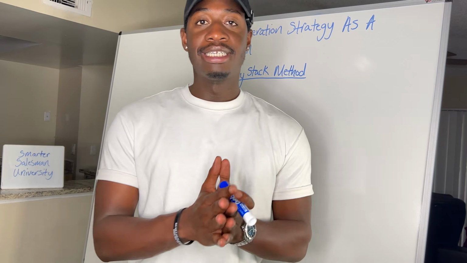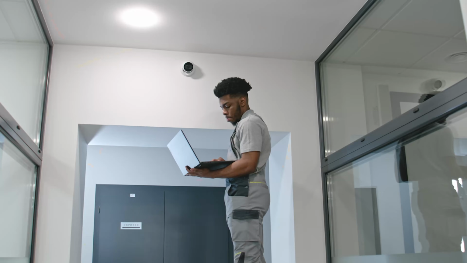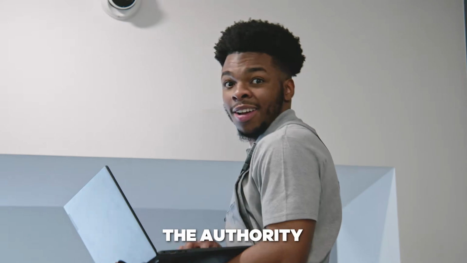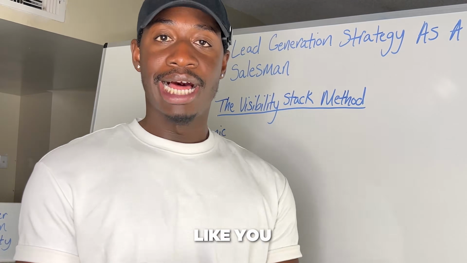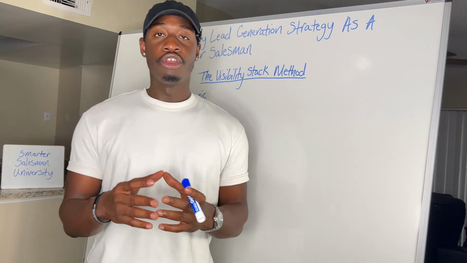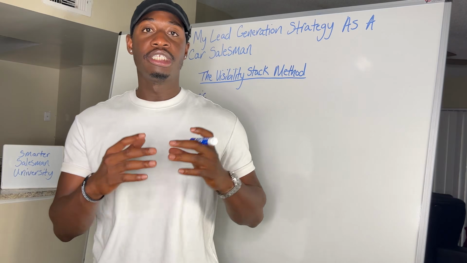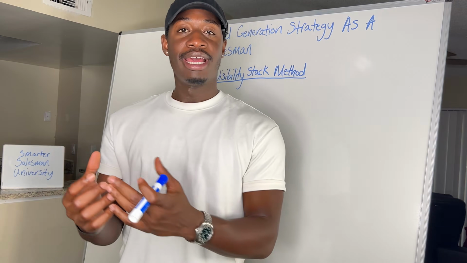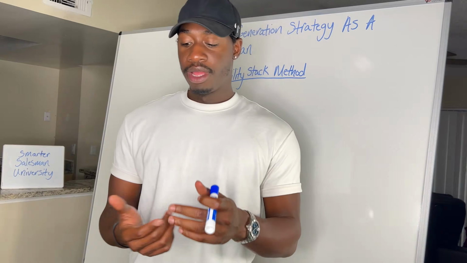Essentially, the goal behind creating organic marketing is, one, to position you as the expert, the authority, and for you to build trust in your marketplace. You need to make people get to know you, like you, and trust you, and you do that in part through your content. Your content has to position you as the authority and as the trusted advisor when people are looking at it. So how do we do this?